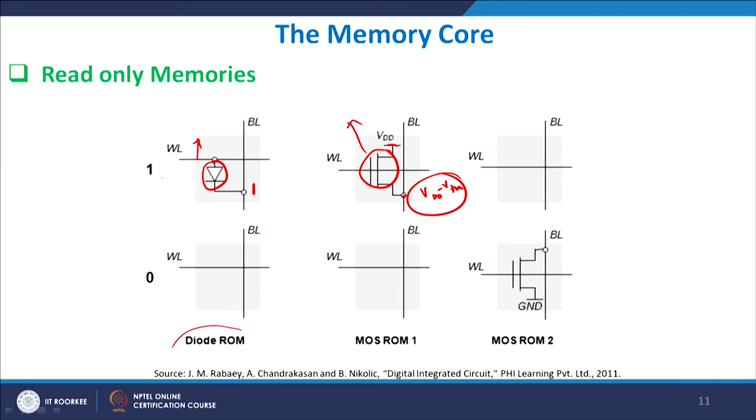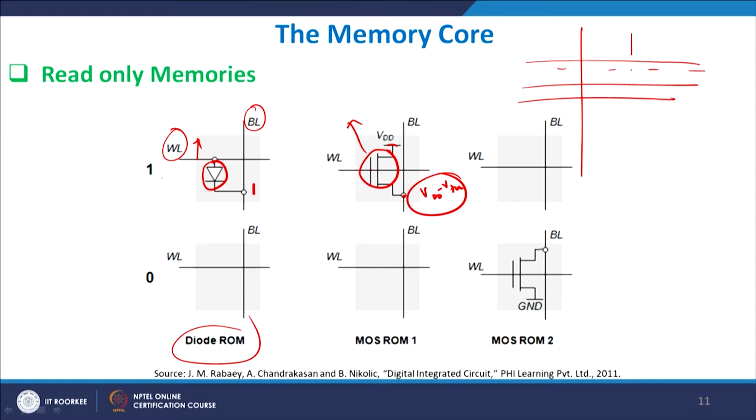So this is a diode based ROM. When you have a diode between the bit line and the word line, I have a bit line here and I have a word line here. The word line is driven high like this for selecting the particular row, and the bit lines are responsible for selecting the particular column. Similarly, you will have MOS-ROM 1.